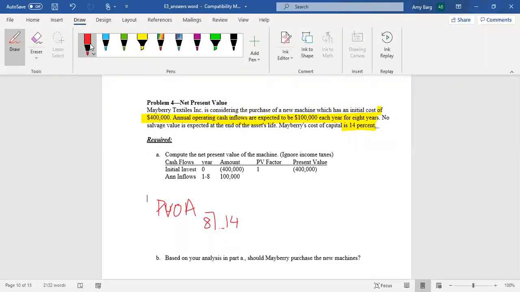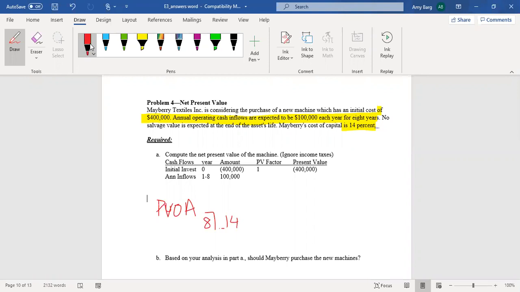If it's a lump sum, like we have to pay this $400,000 right now and we don't have to pay it ever again, we're just paying it right now, that's a lump sum. But with these $100,000 inflows, now we are expecting that every single year. So now we're talking about an annuity, annual.